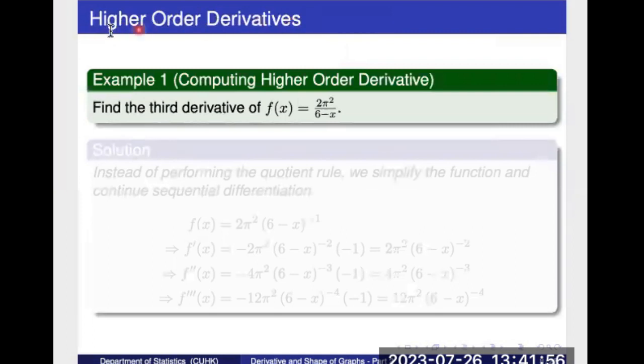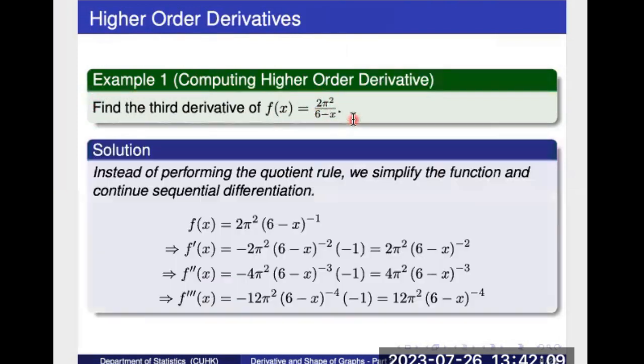Let's see some examples of how to find higher-order derivatives. Please refer to the slides on screen for more details. For our first example, we'll find the third derivative of f of x equals 2 pi squared over 6 minus x. To find this derivative, we can simplify the function first by writing it as 2 pi squared times 6 minus x to the power of negative 1. Then, we can use the quotient rule and the power rule to find each successive derivative.